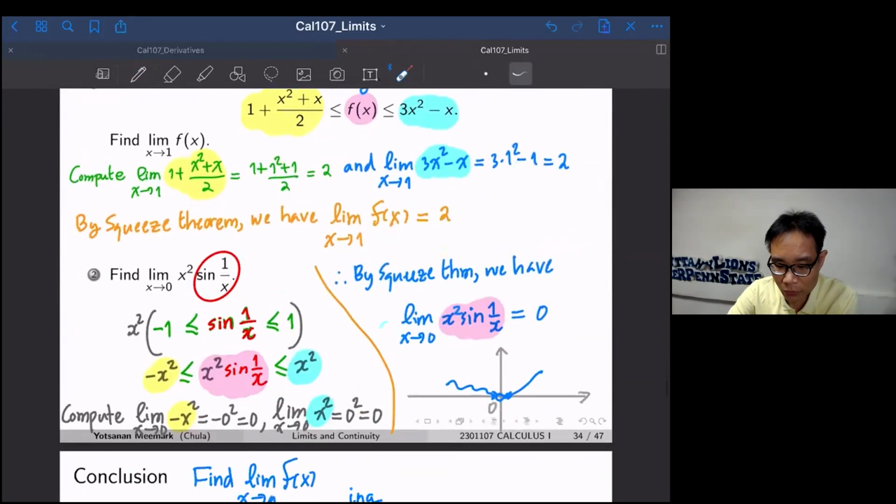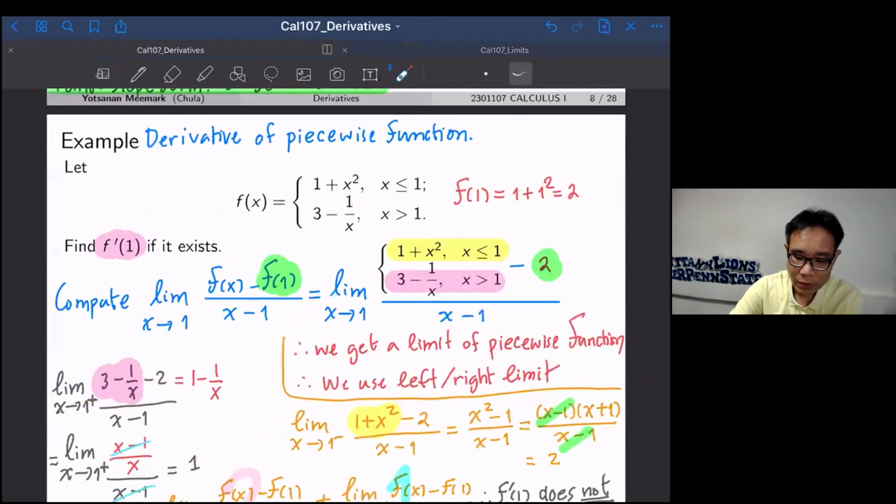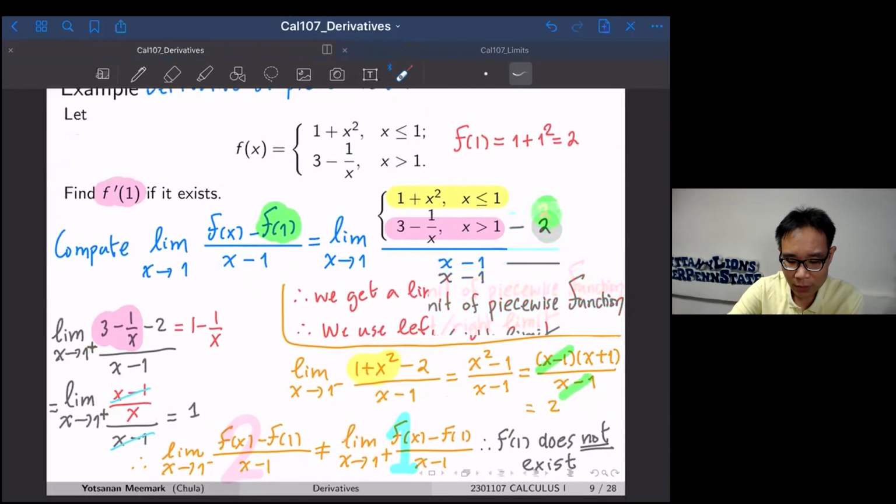The thing that I want to mention is that we have four ways to compute the limit. The first one is using a graph. The second one is plug in and simplify. We use left and right limits in the case that the function is a piecewise function. And we have the squeeze theorem. And today we discussed how to find the derivative. When you find a derivative for a piecewise function, you need to use the left-right limit technique in order to compute the derivative. You still need this technique.